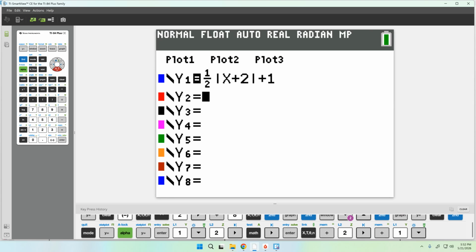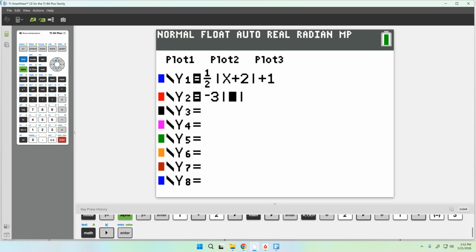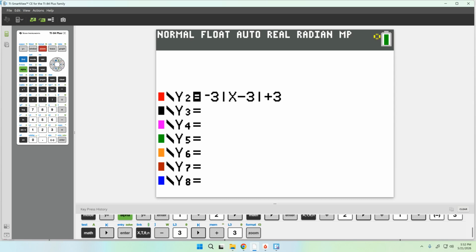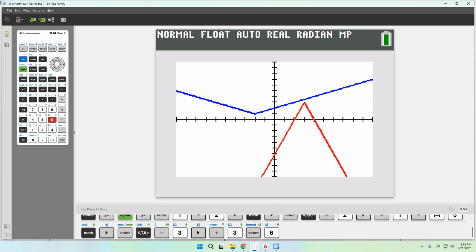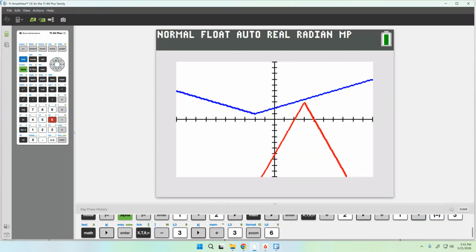Let's put in number 2 so we see that all happening again. So y equals negative 3. Now we need our absolute value bars. So again, we're going to go math, over to number, and enter at 1 to get our absolute value bars, x minus 3, arrow out of the absolute value bars, plus 3. Then we can zoom 6 to graph. And we can see our two functions. Obviously the scale is a little different, so they don't look totally identical, but we can see well enough to see that we were correct in naming those equations.